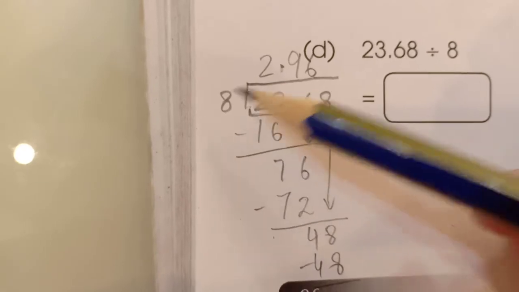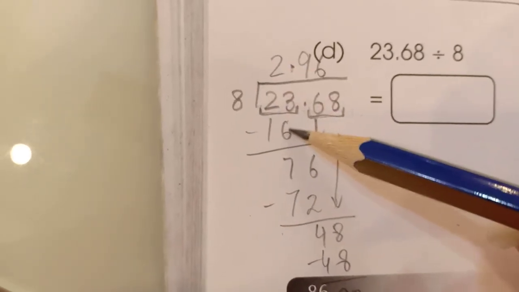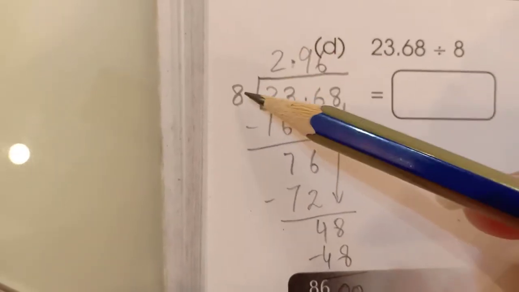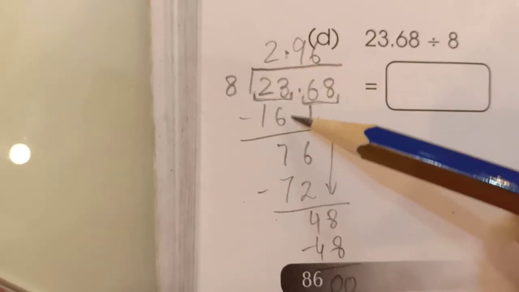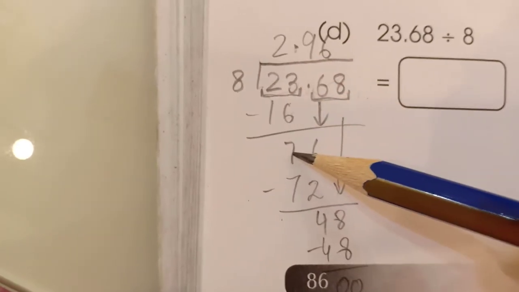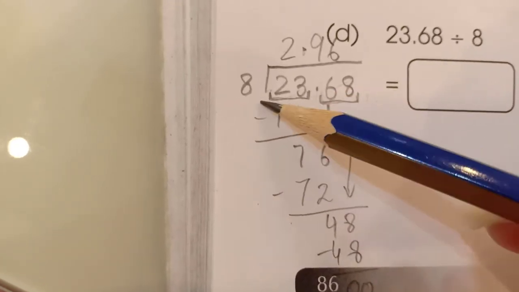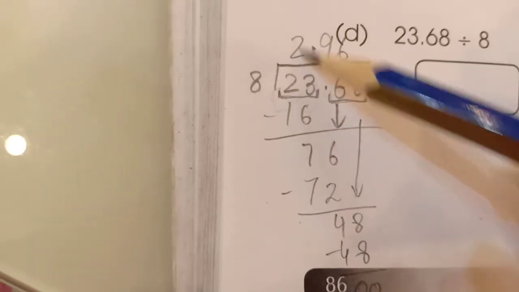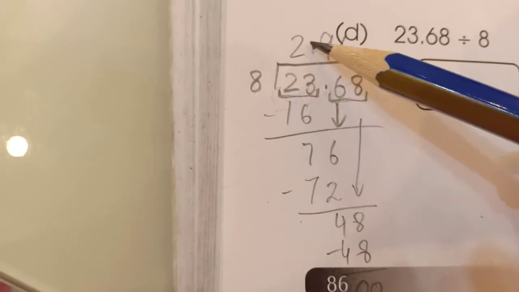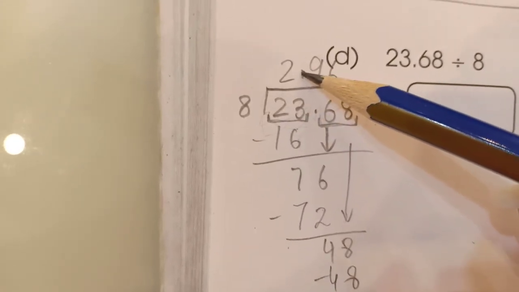So 23, 8 2s are 16. The nearest smaller number is 16, which is 8 2s are 16. So then we have subtracted. We have gotten 7 here. We will bring down 6. We have solved 23 till here. 8 2s are 16 for 23. So we have put a decimal point in the quotient.